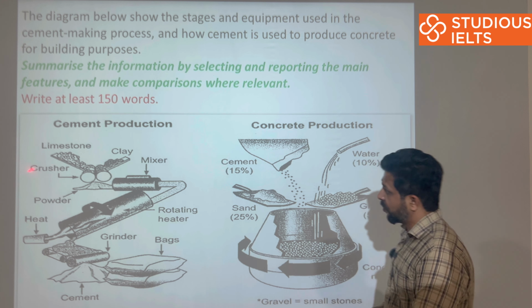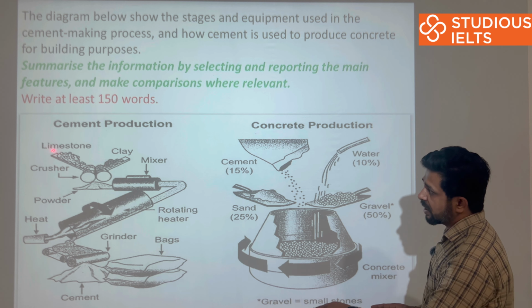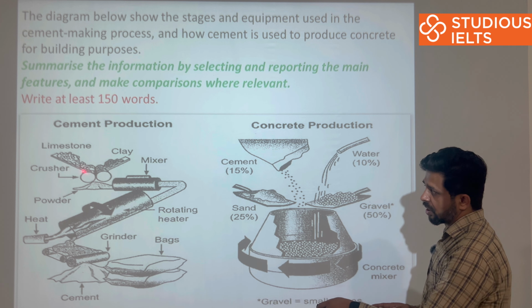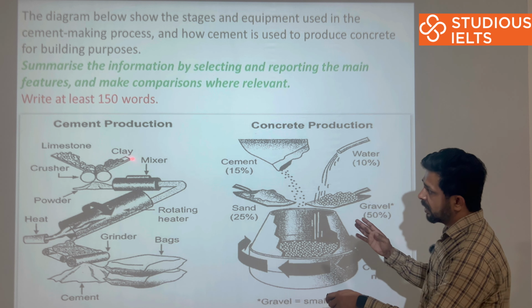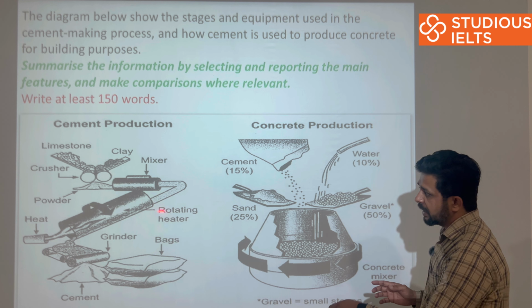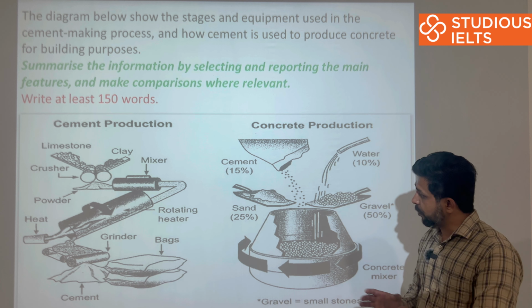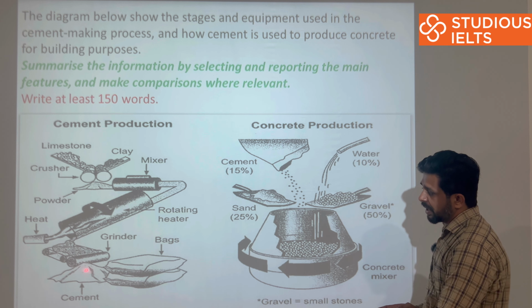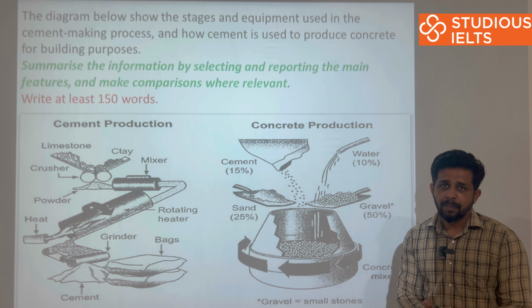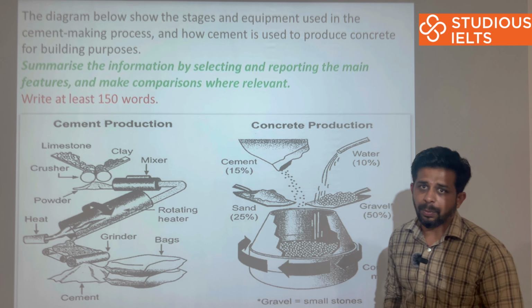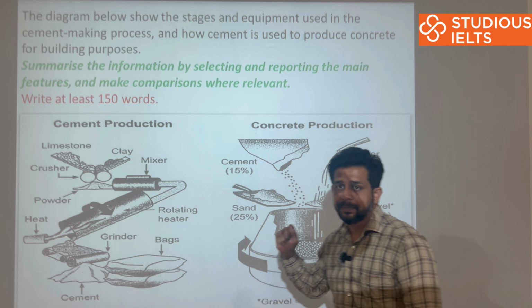There are different types of materials which are added into a crusher, then these are mixed, then these are brought to the rotating heater, and after the heat there is a grinder where these are put together, and finally the cement is ready and it is packed into bags. So this is my raw understanding of the first process in the diagram.